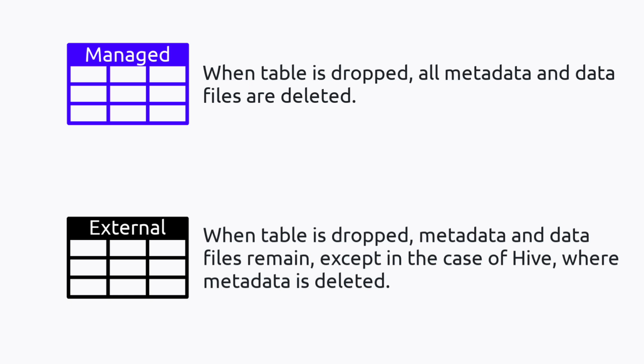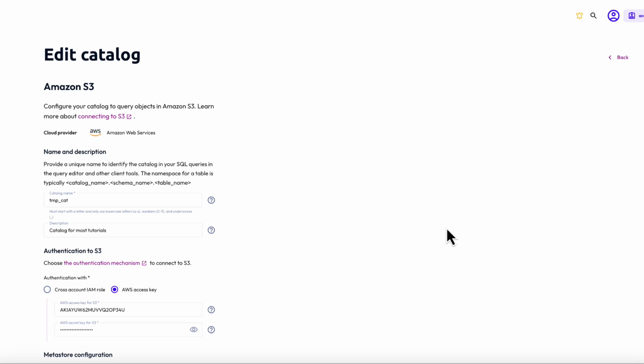Okay, now that we have the definitions out of the way, I'm going to head over to Starburst Galaxy to show you what this looks like in practice. I'm going to begin with a managed Hive table, but first let's take a look at the catalog I'll be using for all of the examples in this video. As you can see, it's connected to S3.